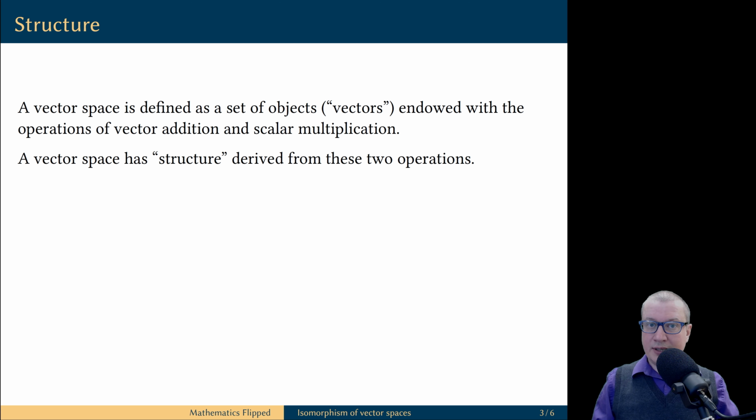A vector space is a set of objects which we call vectors, which is endowed with two operations, vector addition and scalar multiplication. These operations must satisfy a list of 10 specific properties, and these operations put some kind of structure on the vector space. But we can also transfer this structure from one vector space to another vector space via linear transformations, because they respect the operations of vector addition and scalar multiplication.